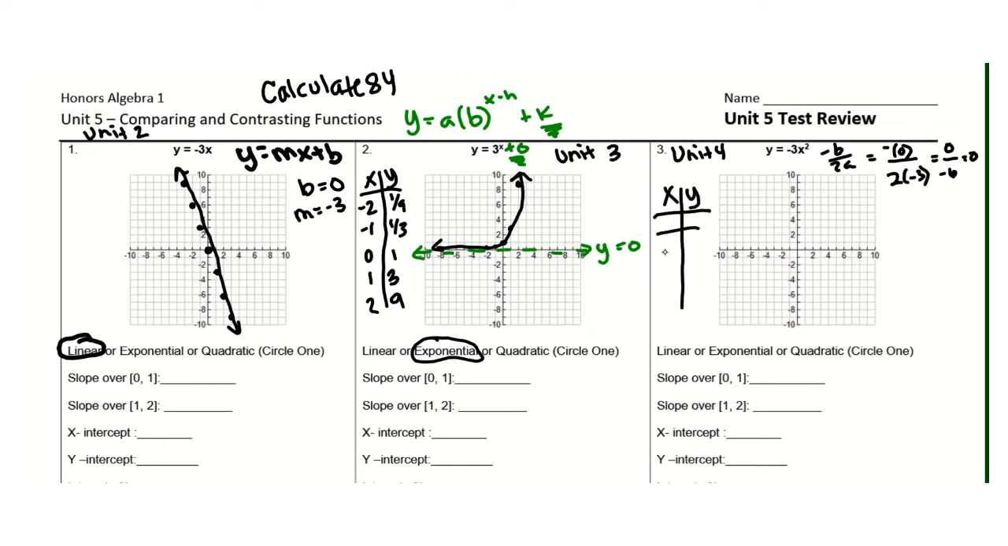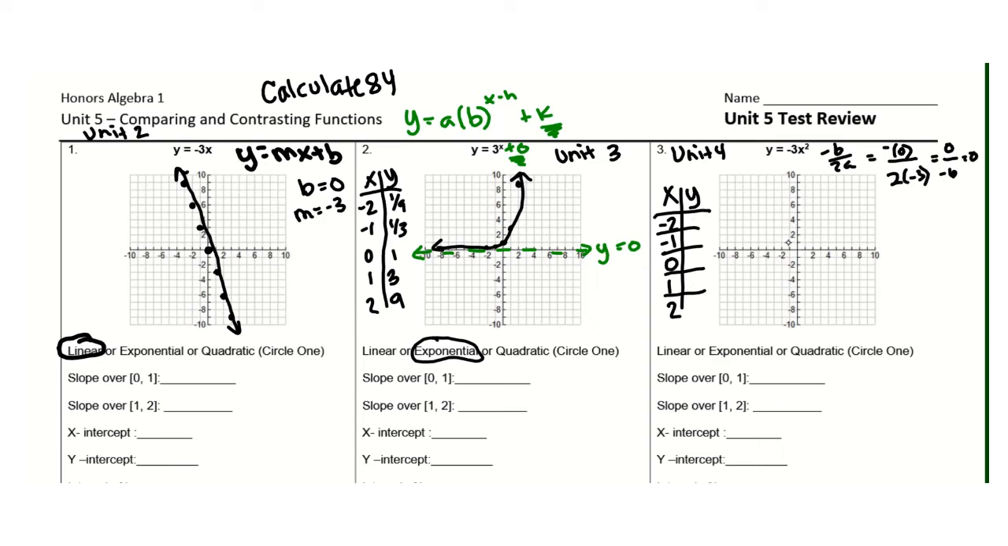And let's see, 1, 2, 3, 4, 5. So 0 is going to go in the middle of my table. After 0 comes 1, after 1 comes 2, before 0 is negative 1, before negative 1 is negative 2. From here, you can either plug in these values in for x to get your corresponding value for y, or you can plug it into your calculator and copy the table of values.